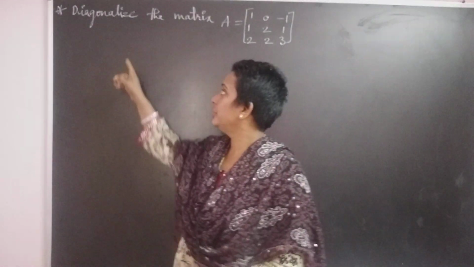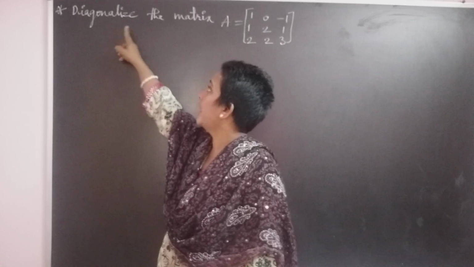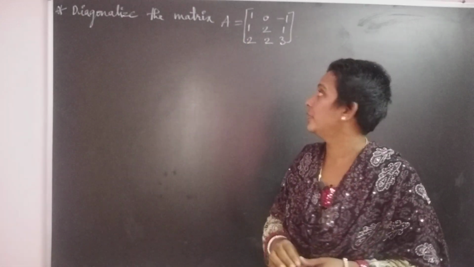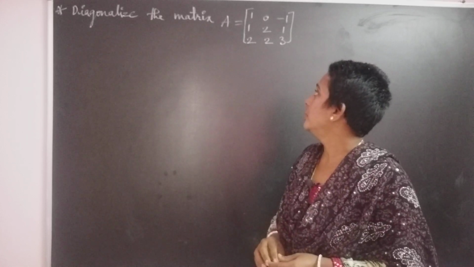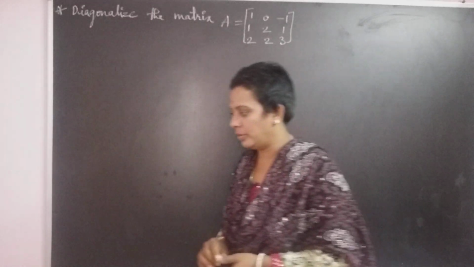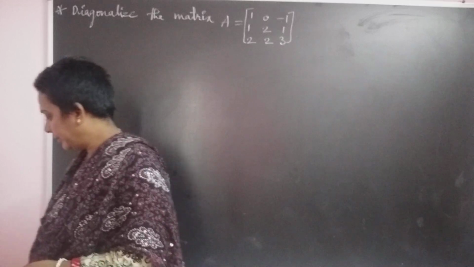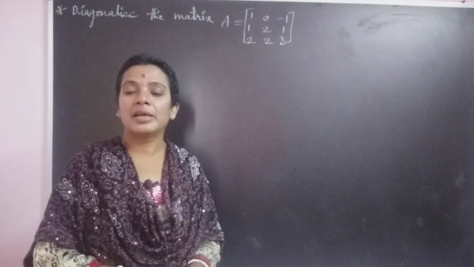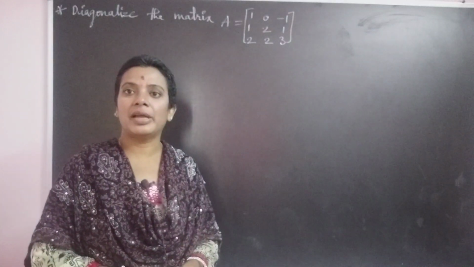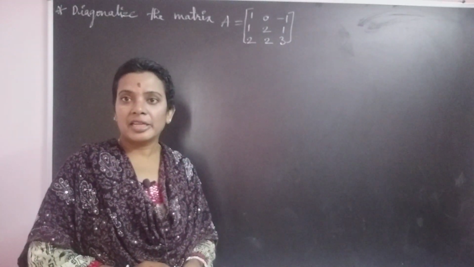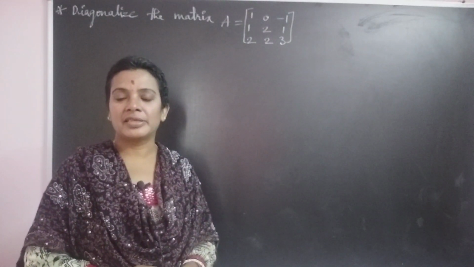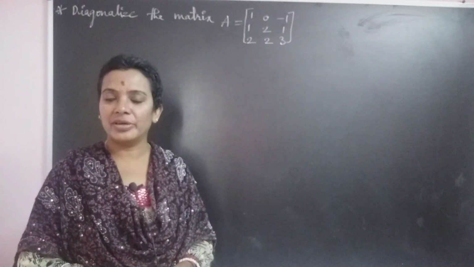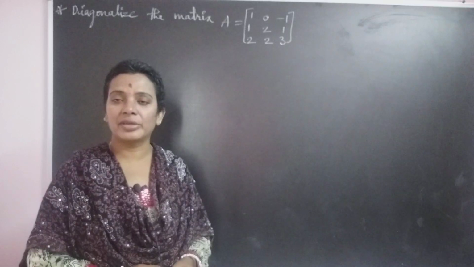Now, I am going to discuss a problem on diagonalizing the matrix A equal to [1, 0, -1; 1, 2, 1; 2, 2, 3]. Diagonalizing the matrix means we first find the characteristic values and later the corresponding characteristic vectors, then find the modal matrix. That modal matrix's inverse, again we can find.